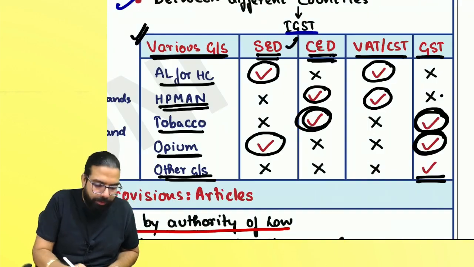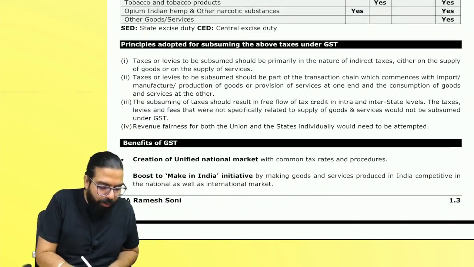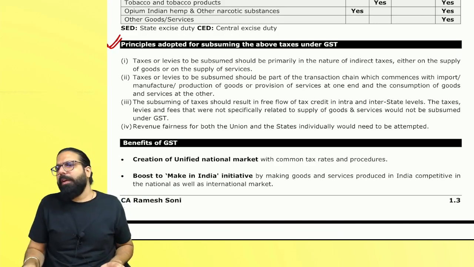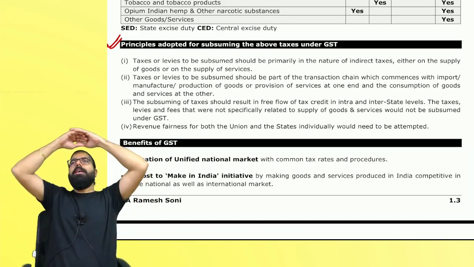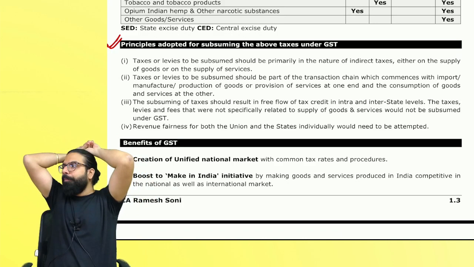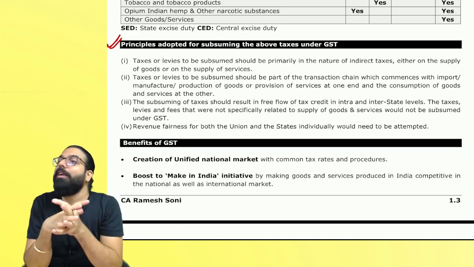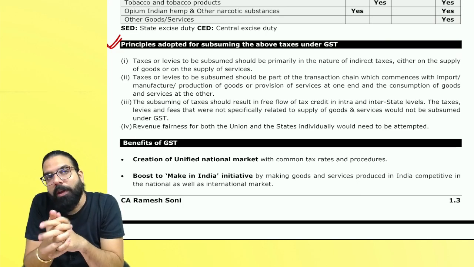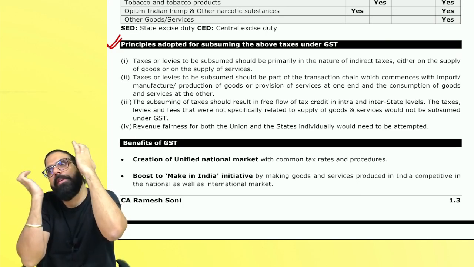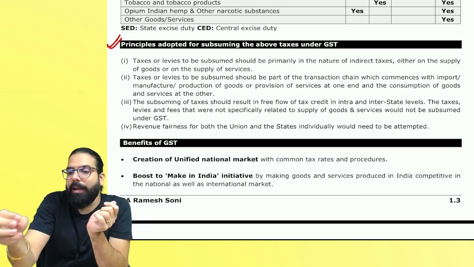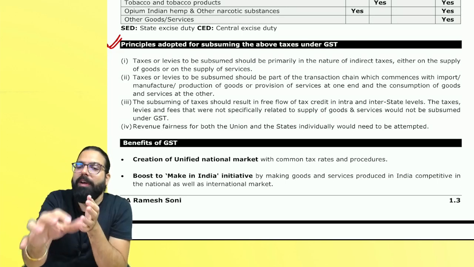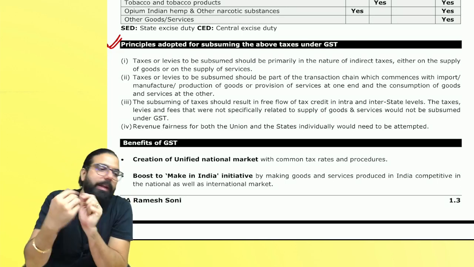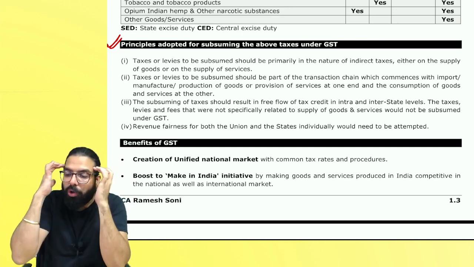Next, everyone over here. Now, this one point which is there. You tell me one thing. When the GST Council was deciding whether we should go ahead, what taxes we should subsume, what taxes we should not subsume, what was their thought? What was the principle? When they were saying excise duty, we will subsume. When they were saying VAT, we will subsume. When they were saying CST, we will subsume. What was the thought they had?